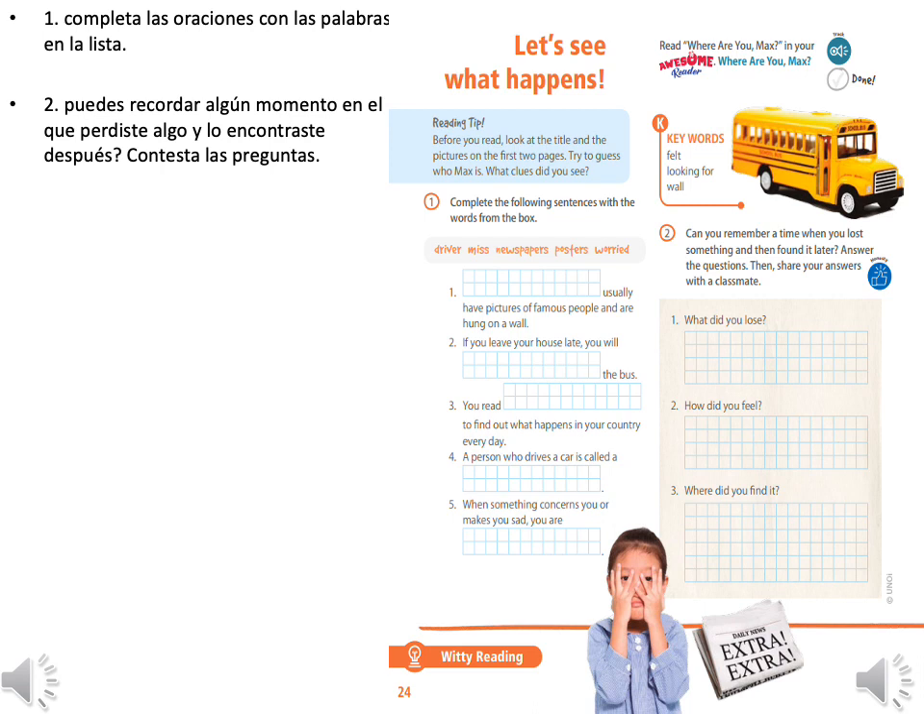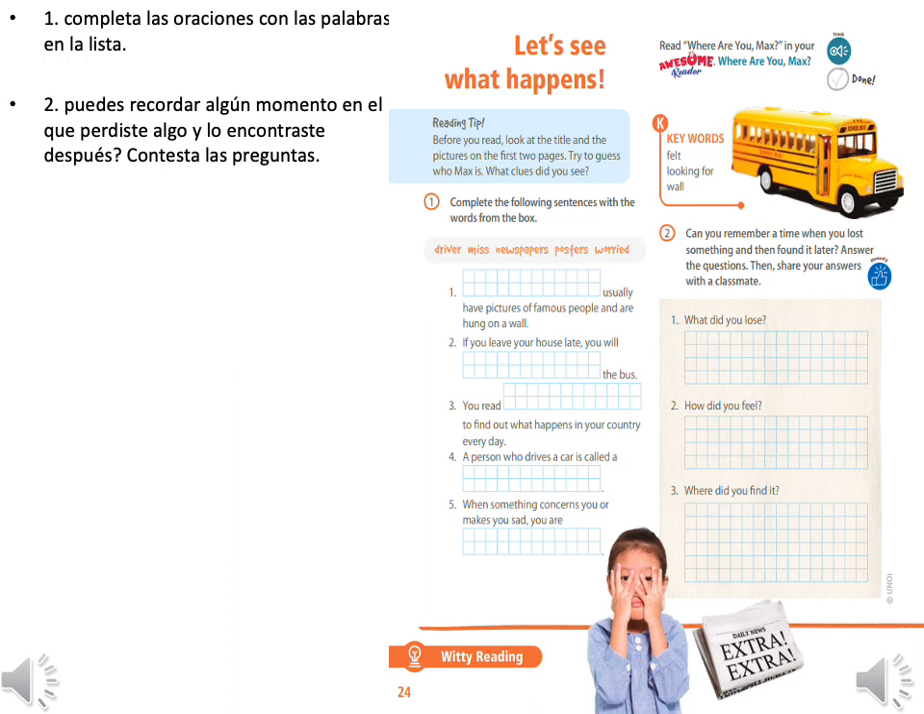Now that you've finished exercise 1, continue with exercise number 2. Can you remember a time when you lost something and then found it later? Answer the questions. In exercise 2, you must think about something that you lost. Could be, for example, in the classroom, when you lose a pencil or an eraser, and then you find it. So answer the questions by remembering this. Number 1 says, what did you lose? So, what thing did you lose?